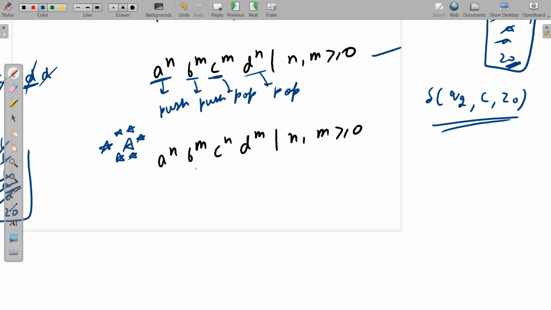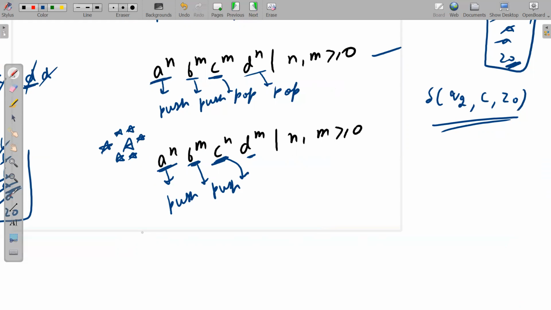So what do you think? What should be done here? You will say, okay sir, no problem. Since it is A power n and C power n, A and C should be equal, and B and D should be equal. So the logic is that you should push the A, and then you should push the B. Now when C comes, then B will be read from the stack.